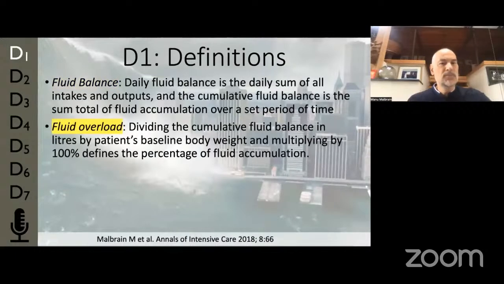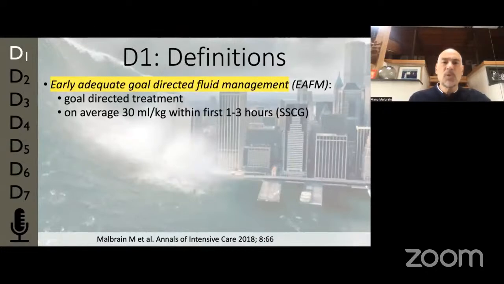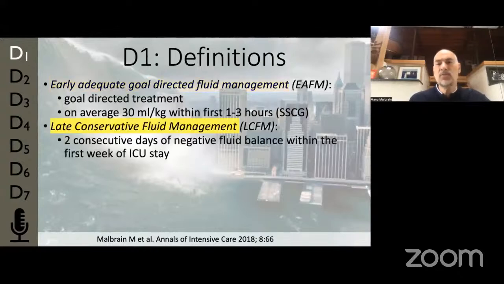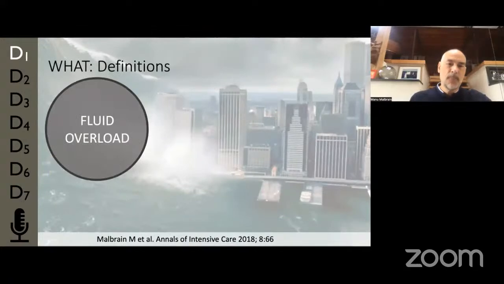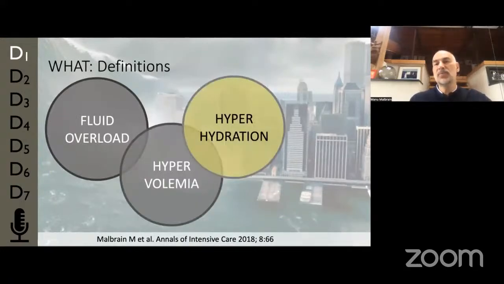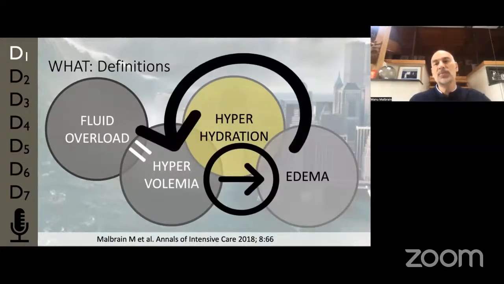Fluid overload is an old definition that is used with a cutoff value of 10% of fluid accumulation from the patient's baseline body weight. Early adequate goal-directed fluid management is what we refer to in sepsis guidelines, the 30 ml per kilo within the first 1-3 hours. Late conservative fluid management is 2 consecutive days of negative fluid balances, and then late goal-directed fluid removal is referred to as de-resuscitation.